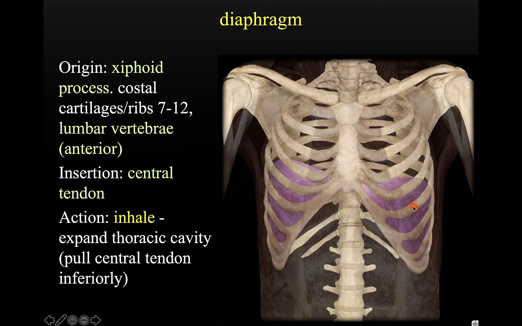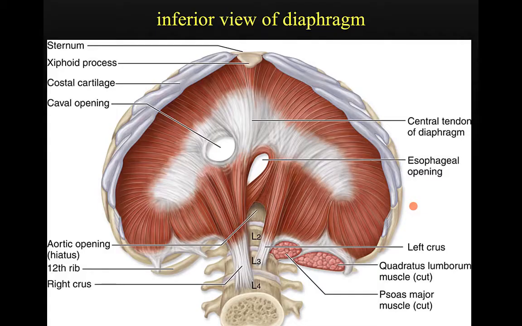And we're going to pull that central tendon down, which will expand the thoracic cavity, increasing the volume of our lungs, which will decrease their pressure. Therefore, that's going to cause air to enter our lungs, and we refer to that as inhaling. So the action of the diaphragm is to help us inhale, if we want to think about that in a simple way. Here we can see the diaphragm from below.